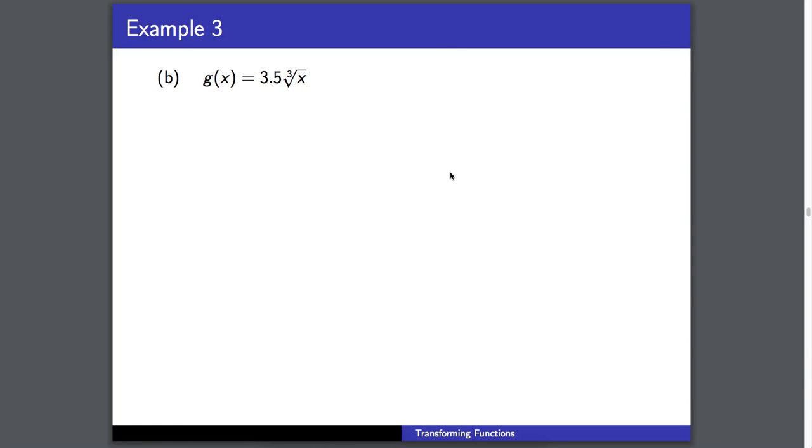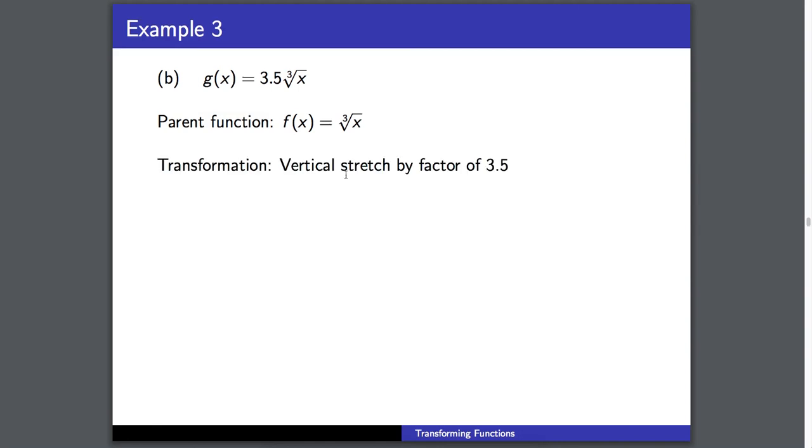Part B, we have 3.5 times the cube root of x. So our parent function is the cube root of x. We're multiplying it by 3.5, which is bigger than 1. So it's a vertical stretch by a factor of 3.5. So now all of our points are 3.5 times further away from the x-axis than they used to be.